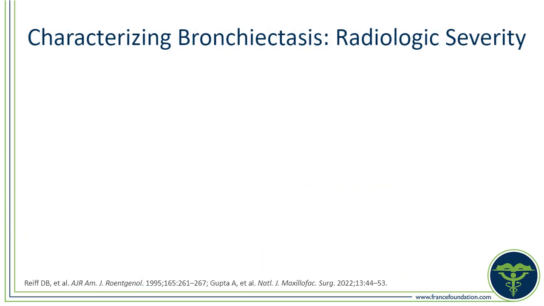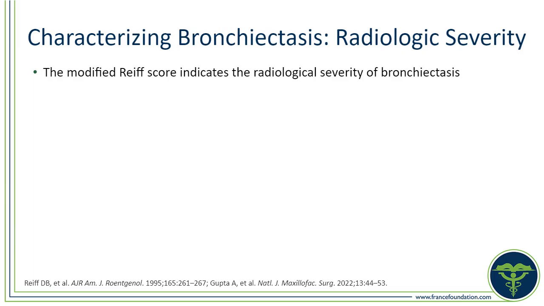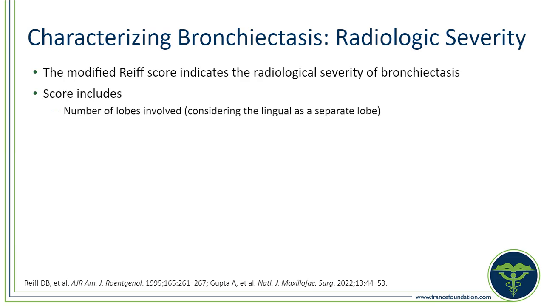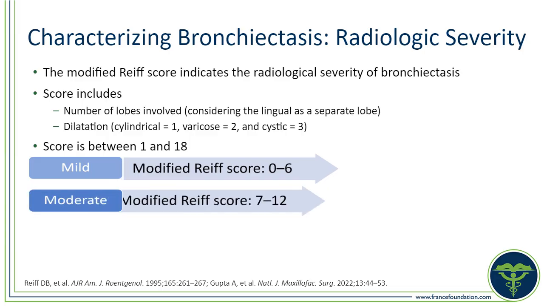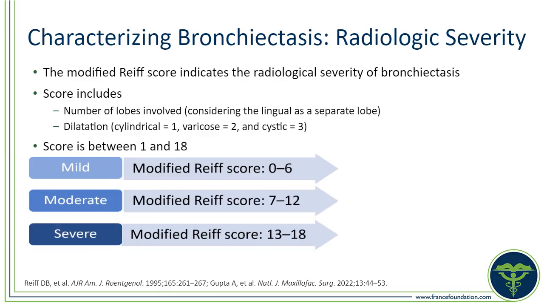In characterizing bronchiectasis, additional scoring systems do exist, such as the modified Reiff score, which indicates the radiologic severity of bronchiectasis again. And this score includes the number of lobes that are involved and the degree of dilatation, whether it's cylindrical, varicose, or cystic, as we had previously reviewed. And this score is between 1 to 18, with those with higher scores having more severe disease.